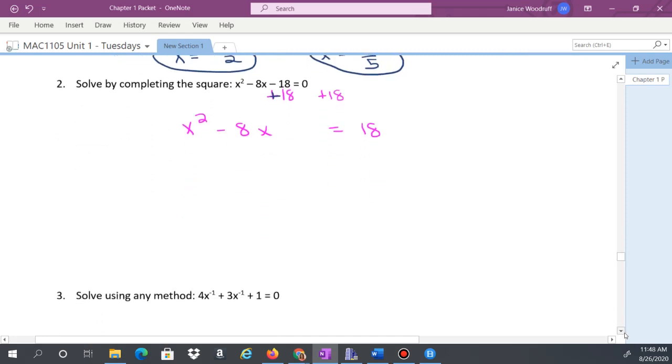Okay, then I'm going to do my complete the square step. So b is going to be negative 8 in this case. So I'm going to go negative 8 over 2, and I'm going to square it. Negative 8 over 2 would give me a negative 4. Negative 4 squared is going to give me a positive 16. So I'm going to take that 16, and I'm going to add it to both sides.